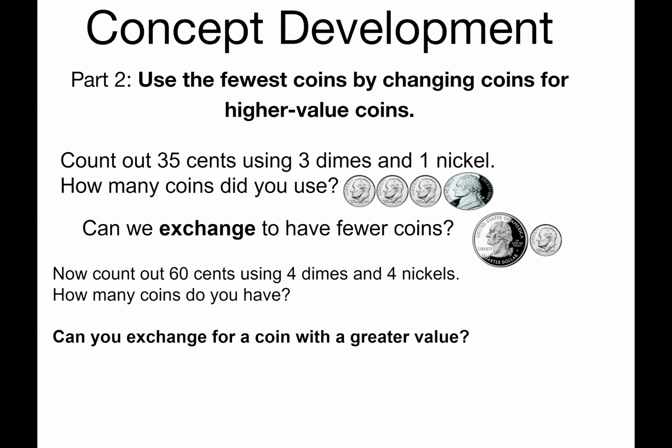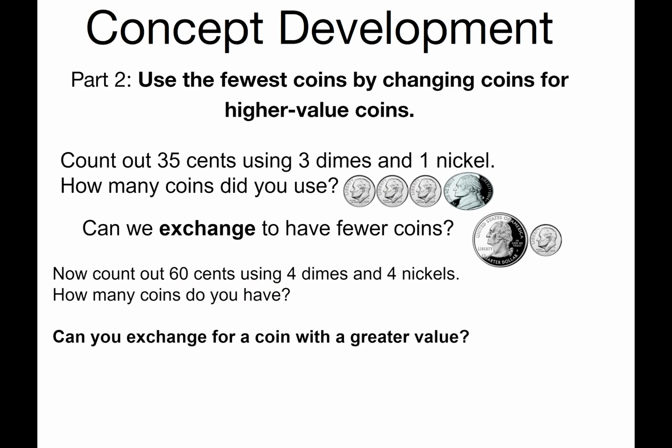8 coins, right? Can you exchange for a coin with a greater value? So we have 8 coins because we have 4 dimes plus 4 nickels, 8 coins. So we want less than 8 coins, but we still want the same amount of money. How much money do we have? 60 cents. All right, so how can we get to 60 cents with less than 8 coins?